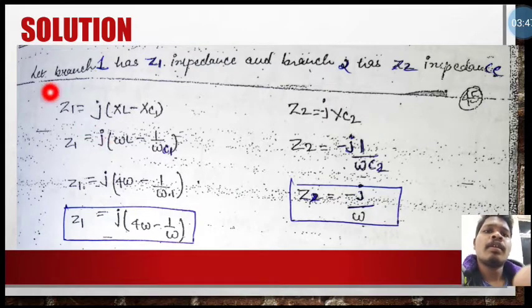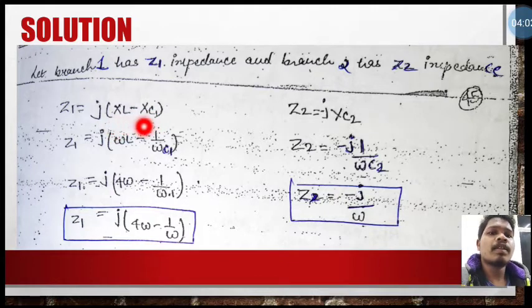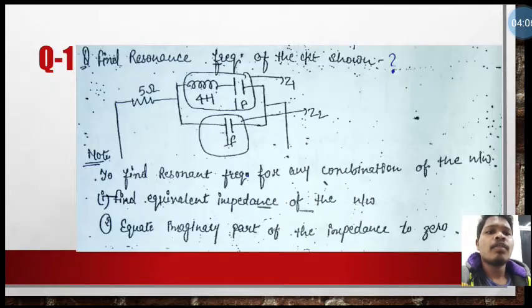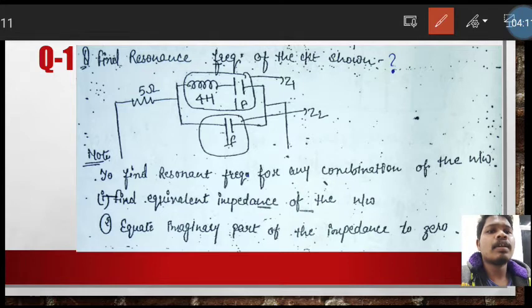So here let branch 1 have Z1 impedance and branch 2 have Z2 impedance. Z1 contains inductance and capacitance, so we take j, that is the imaginary part, as inductive reactance minus capacitive reactance. Why do we choose inductive reactance minus capacitive reactance for the equivalent impedance? Why are we taking the minus of the capacitive reactance?